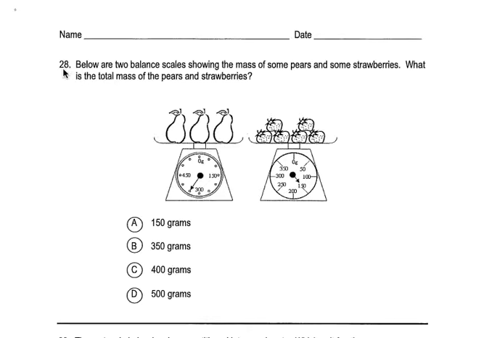Number 28. Below are two balance scales showing the mass of some pears and some strawberries. What is the total mass of the pears and strawberries? Here are the pears. We want to look here, and here are the strawberries, and we want to look here for our information. A, 150 grams. B, 350 grams. C, 400 grams. D, 500 grams.